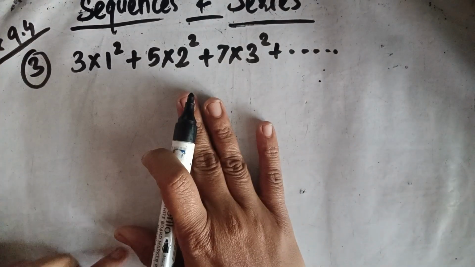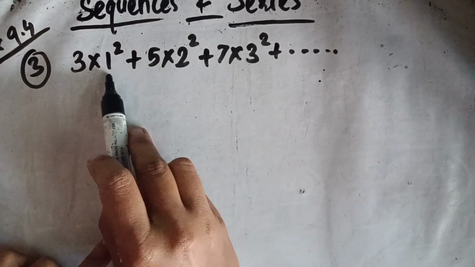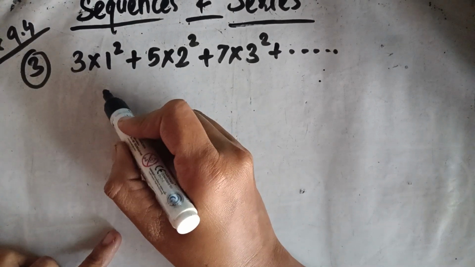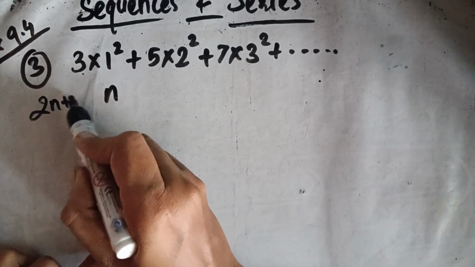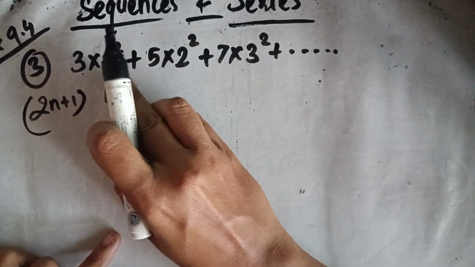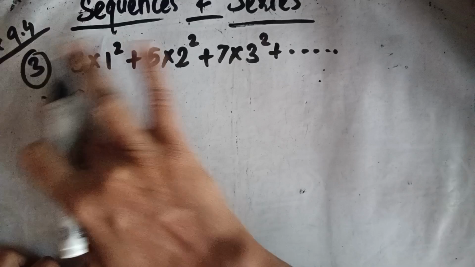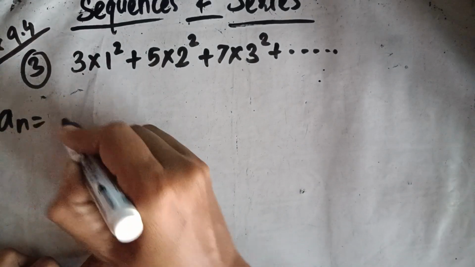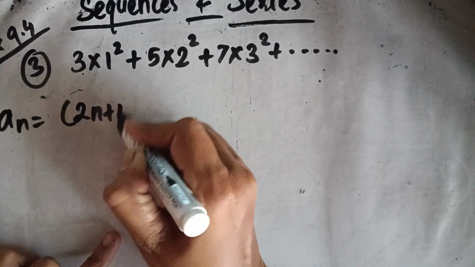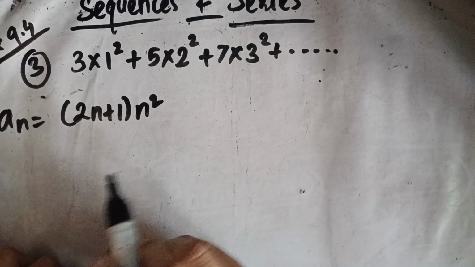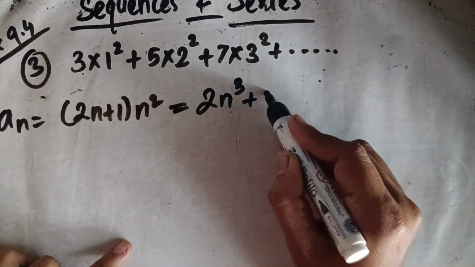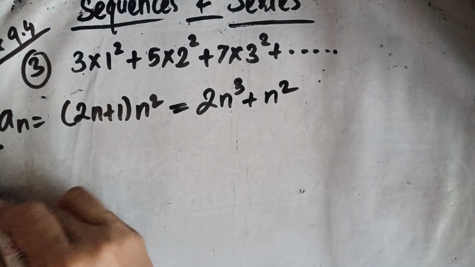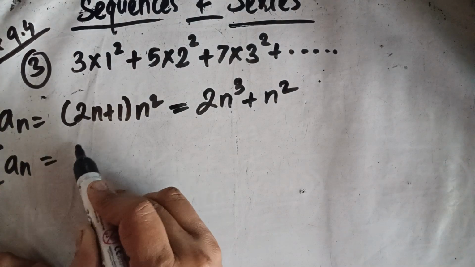Now in this, if you take this 1 as n, then this 3 will be what? 2n plus 1, correct? So your an becomes 2n plus 1 into n square. Multiplying it inside will be square, taking summation.